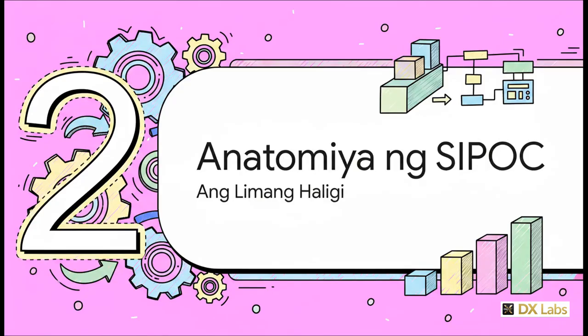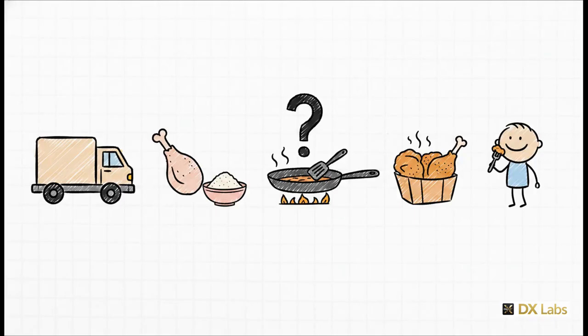Moving on to Section 2, Anatomy of a SIPOC. Let's break down what this acronym actually means. So, let's look at the components conceptually para mas maintindihan natin ang bawat letra before we actually build the diagram. SIPOC stands for Supplier, Input, Process, Output, and Customer.